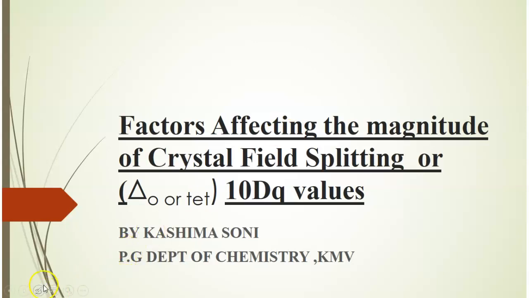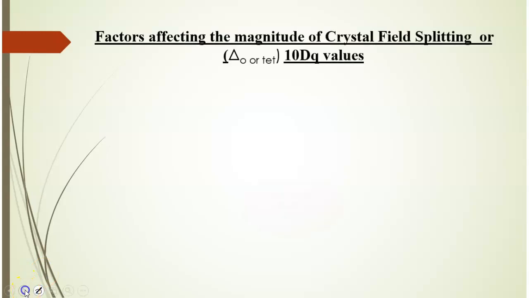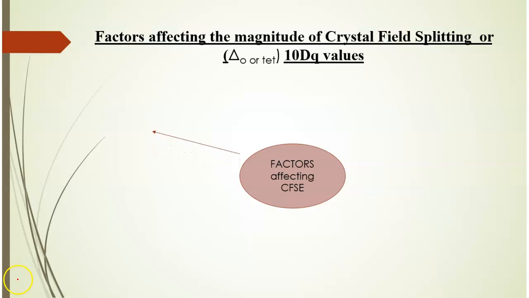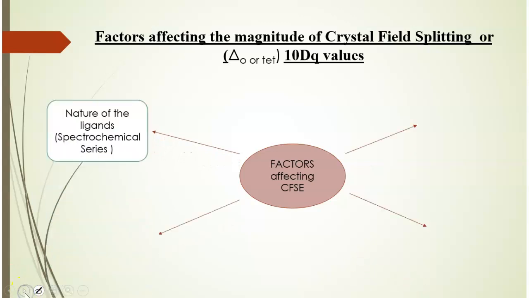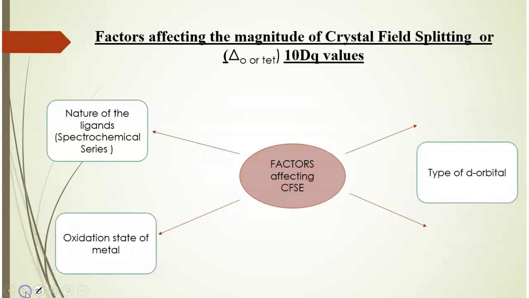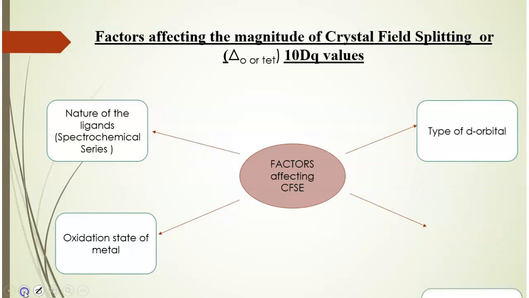Correct. So proceeding further, we have over here, you can see, the four factors that affect crystal field splitting energy. First one is going to be the nature of the ligand, and here we are also going to discuss the spectrochemical series, which is going to tell you which one is the stronger ligand and which one would be your weaker ligand. Then the next factor is oxidation state of metal, another one is type of d orbital, and the last one would be geometry of the complexes.